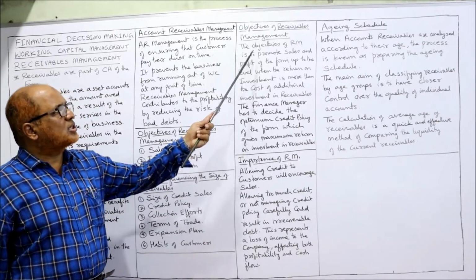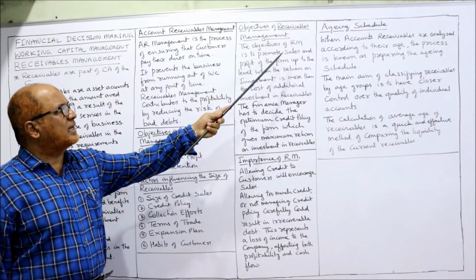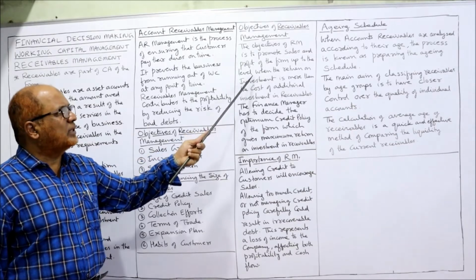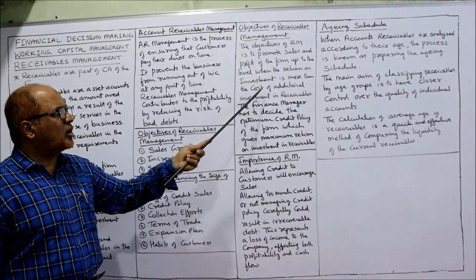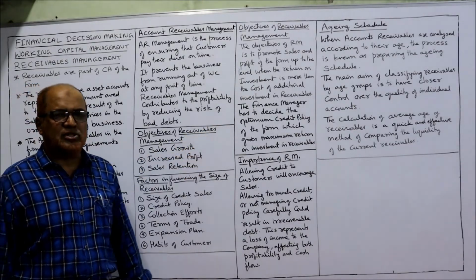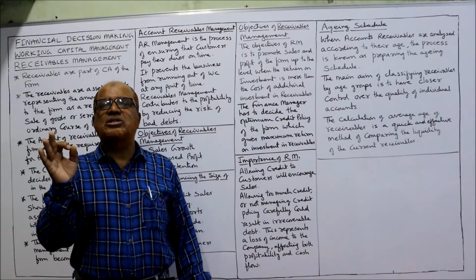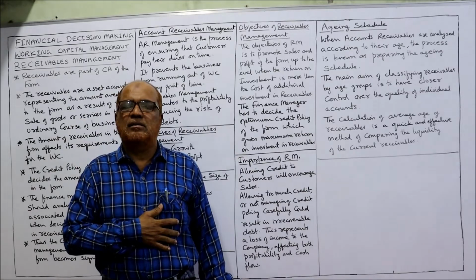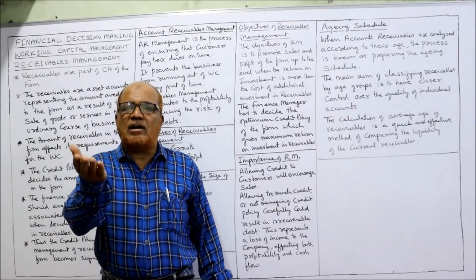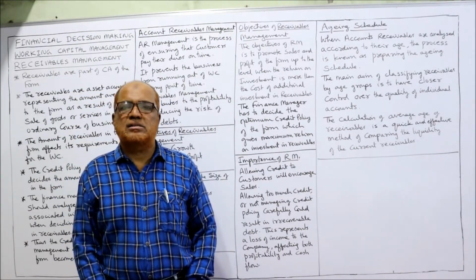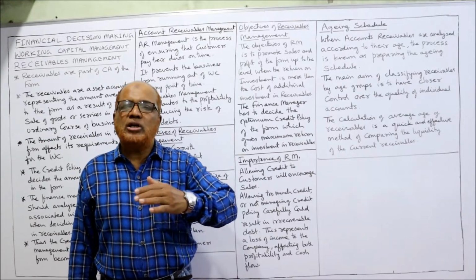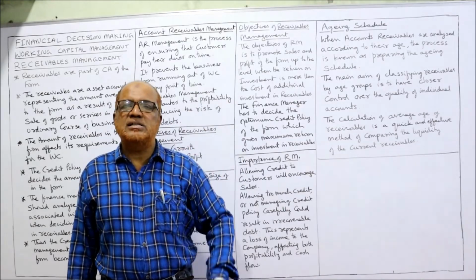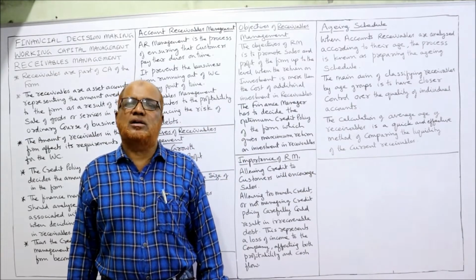The main objective of receivables management is to promote sales and profit of the firm to the level when the return on investment is more than the cost of additional investment in receivables. The main objective of receivables management is to maximize the sales. When we maximize the sales, our profit will also increase. But we cannot indiscriminately sell the goods on credit.